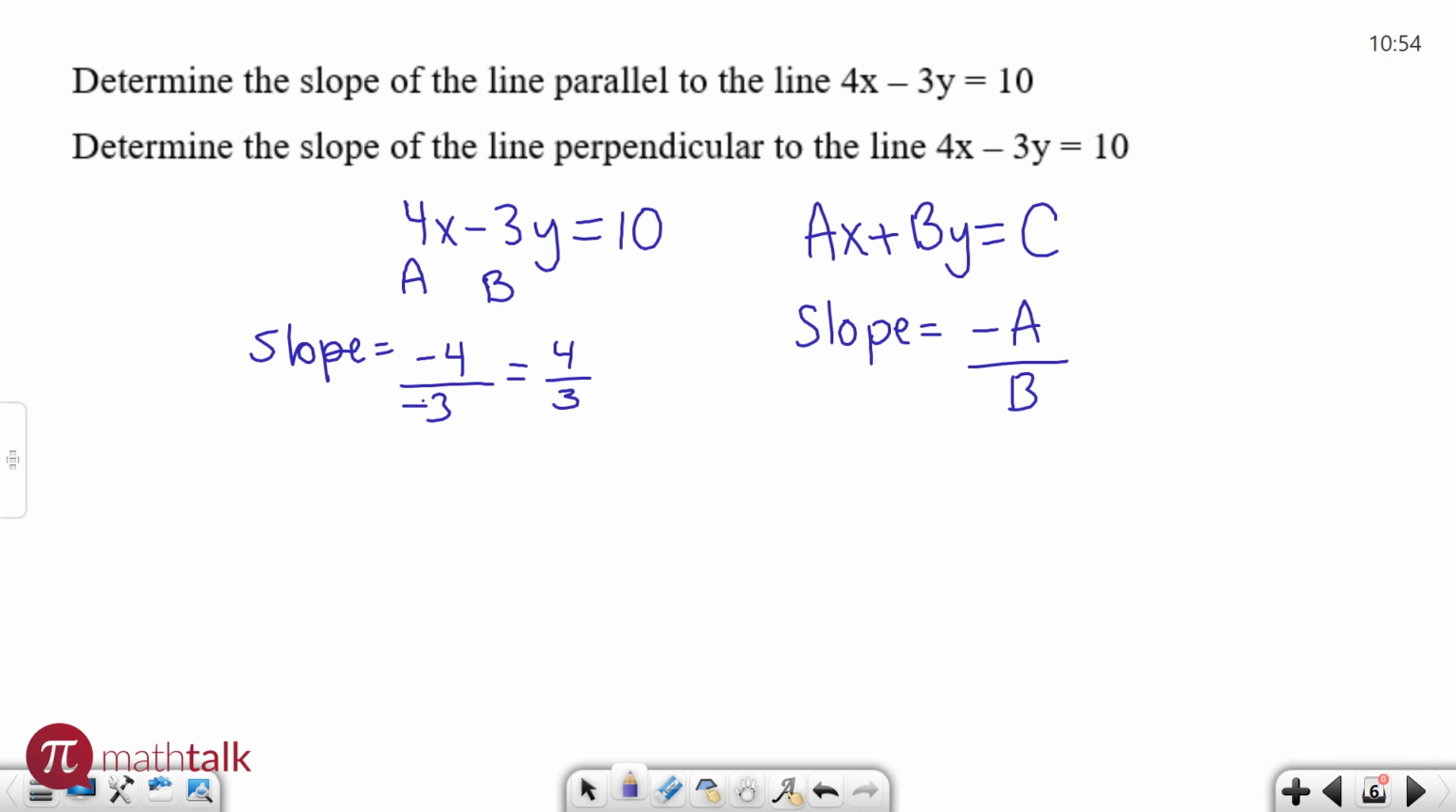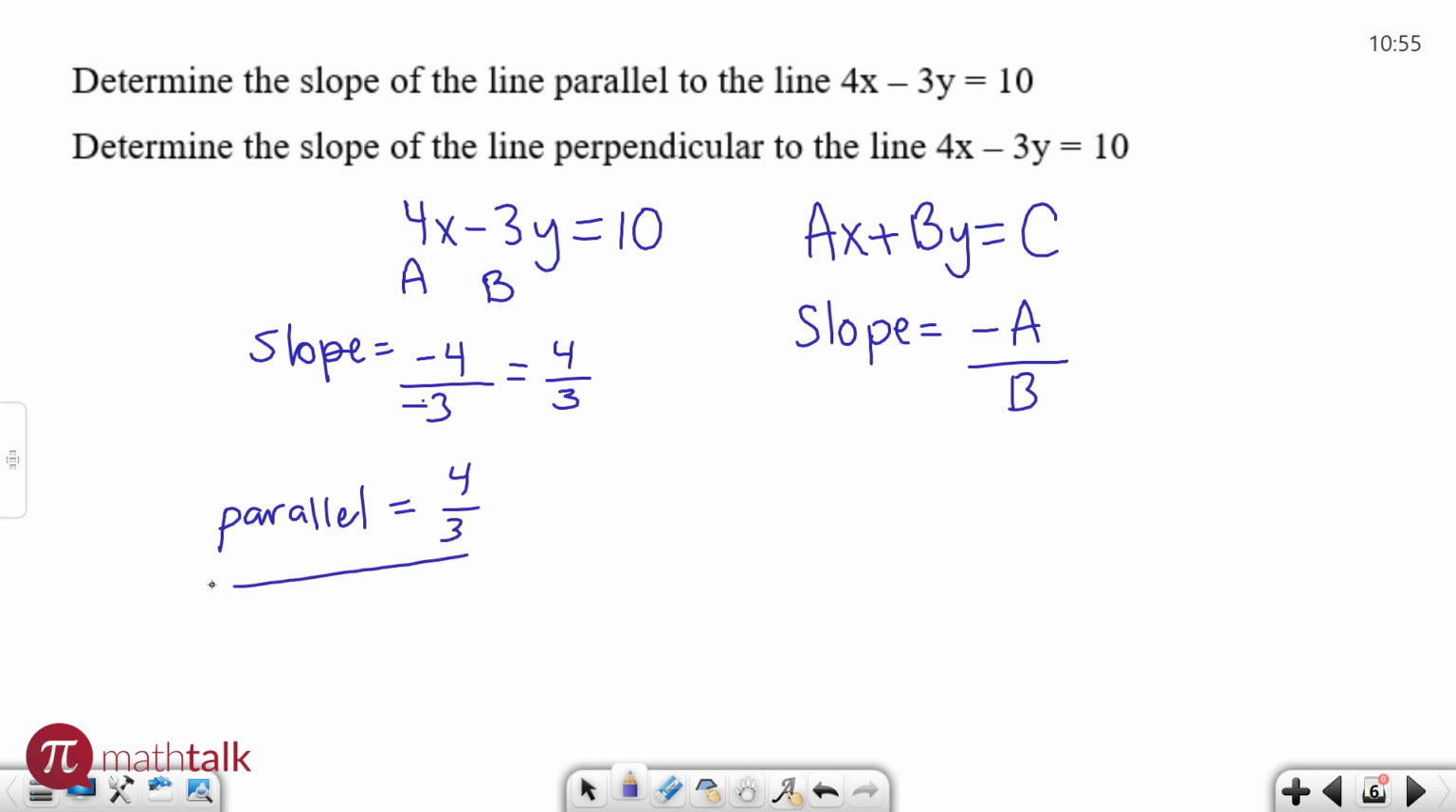Now what's the parallel slope and what's the perpendicular slope? So parallel lines have the same slope. And so the easy one is parallel. The slope is the same. It's going to be 4/3.